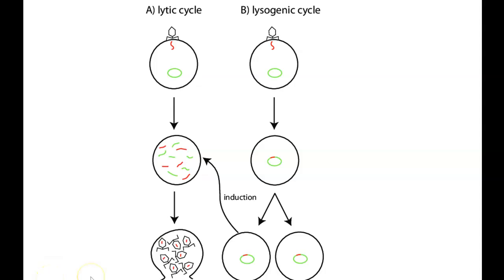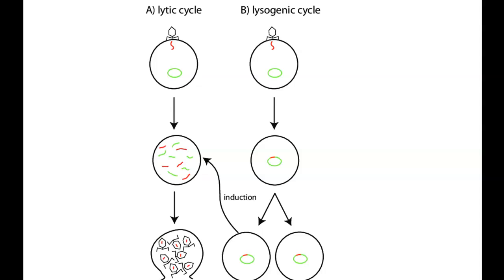This next section is on viral replication. And I know that we previewed this in chapter 9 when we talked about transduction. So we had to do a little preview of the lytic cycle and the lysogenic cycle. So if you take a look at this picture, we actually have the lytic cycle on one side and the lysogenic cycle on the other side.